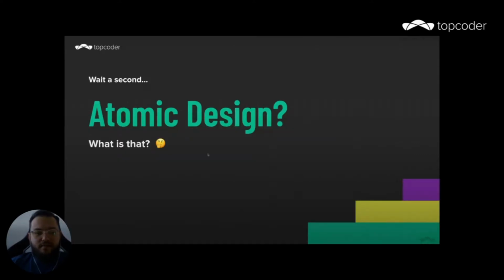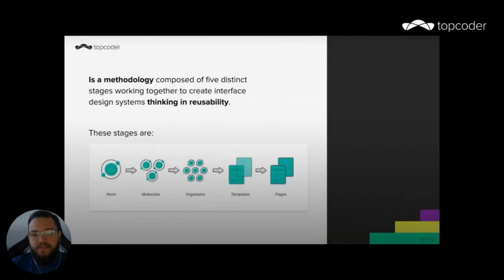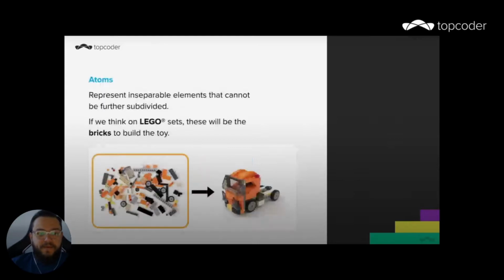So wait a second. I know that many of you should be wondering, what is atomic design? So now we are going to see what atomic design is. Atomic design is a methodology composed of five different stages working together to create interfaces and design systems, thinking in reusability. This is very important. And these stages are the atoms, the molecules, the organisms, the templates, and the pages.